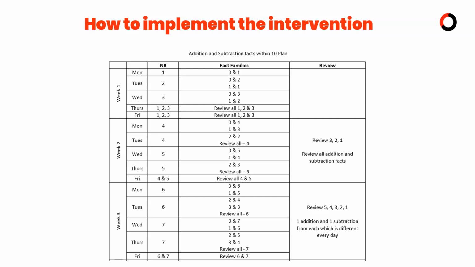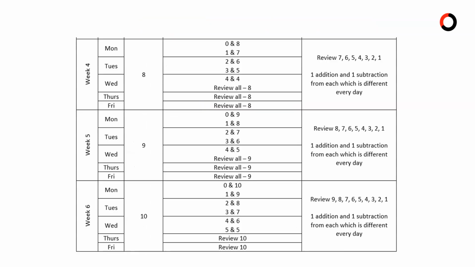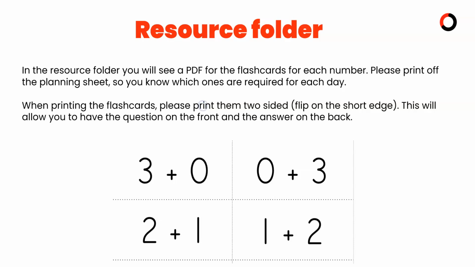Inside the resource folder, you will find an implementation schedule for the intervention, which has been shared by the school. So it shows you week 1, week 2, week 3, week 4, week 5, week 6. In the resource folder, you will see a PDF for the flashcards for each number. Please print off the planning sheet so you know which ones are required for each day. When printing the flashcards, please print these two-sided, flip on the short edge. This will allow you to have the question on the front and the answer on the back, and it is probably best to laminate these.